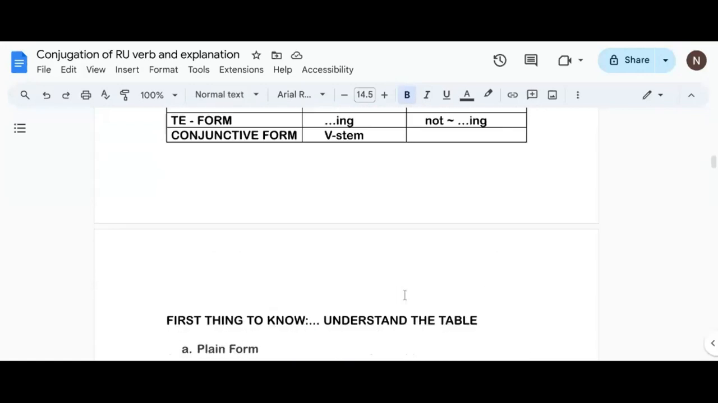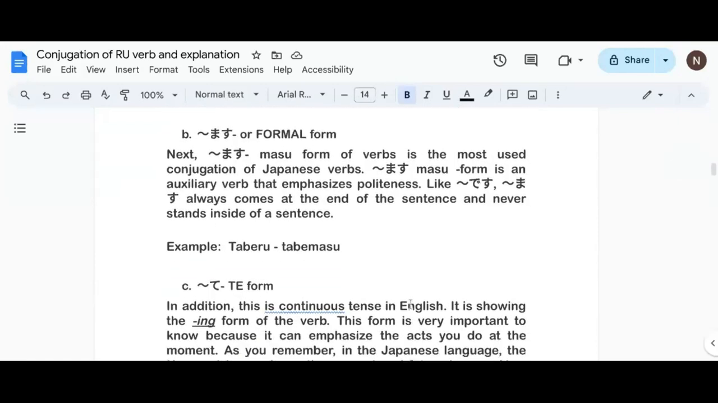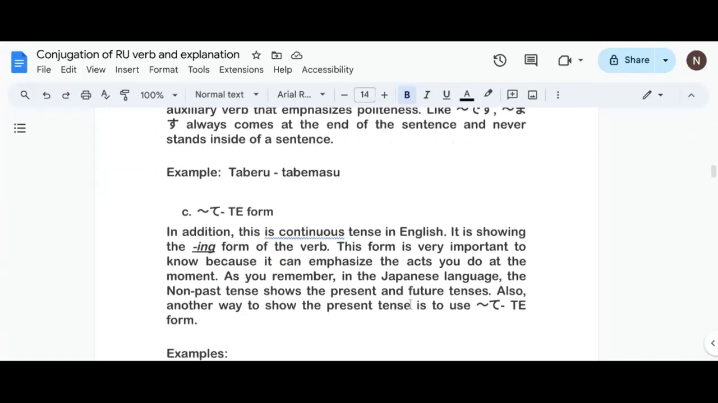And also we have the te form, okay, like what we are saying, the te form here. The te form is the ing form of the verb, like what I said, dancing, singing. This form is very important to know because it can emphasize the acts you do at the moment. That is the present tense. The things that you do at the moment, okay?